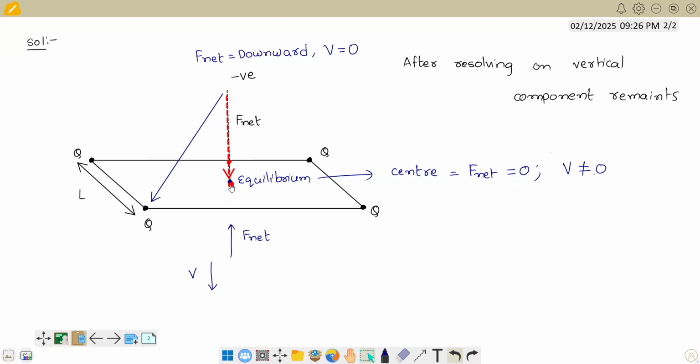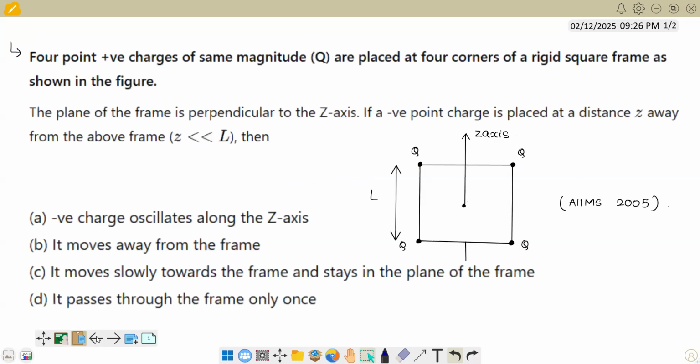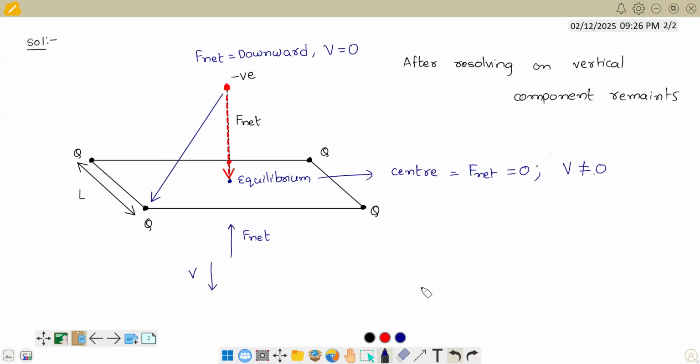From here to here, acceleration. From here to here, retardation. And again, it will come back. So the particle would keep on oscillating in this way. Since the particle keeps on oscillating in this way, we can say the answer would be negative charge oscillates along the z-axis. So the correct answer for this would be option A, where the negative charge oscillates along the z-axis.